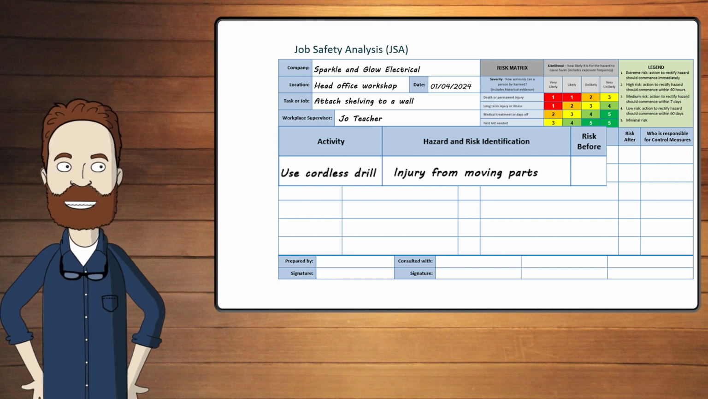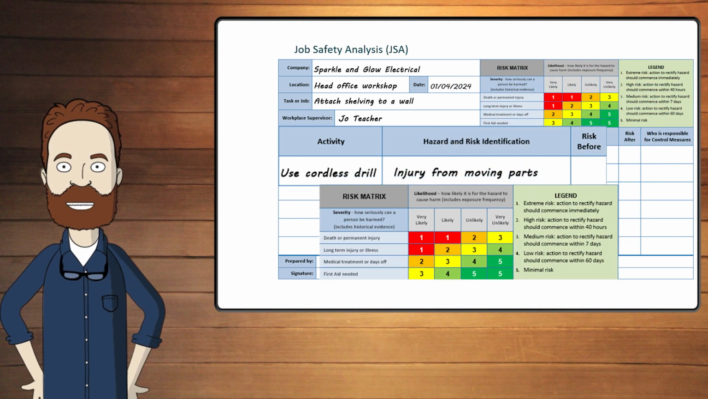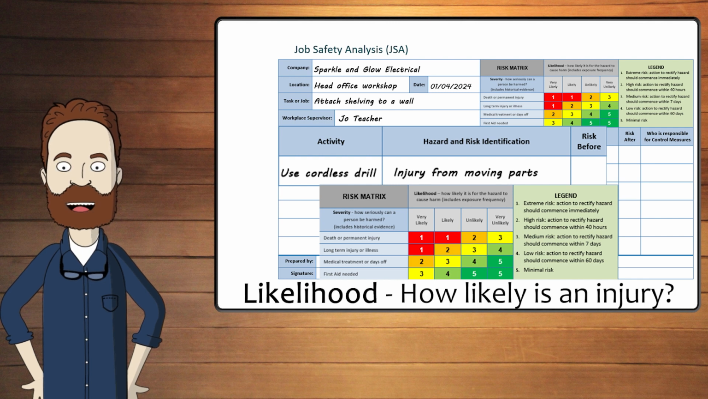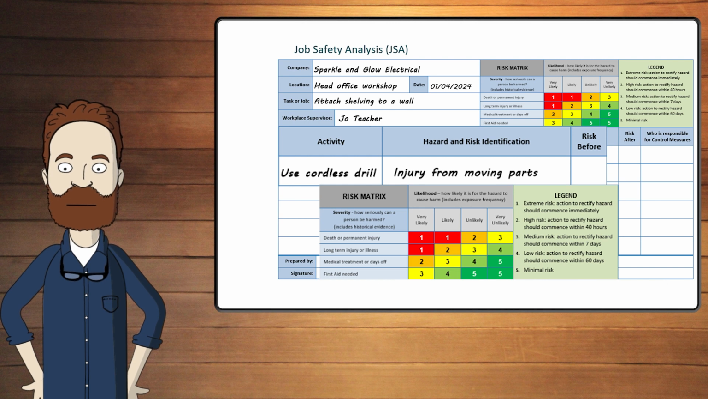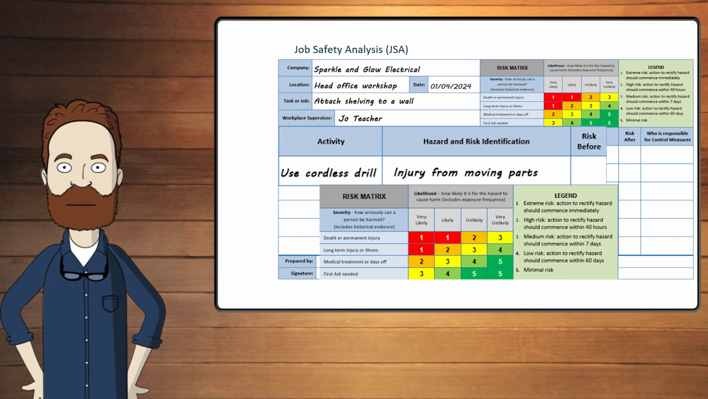Now, we need a risk rating. The risk matrix is used to evaluate how risky the job is. The likelihood is how likely is it that injury might happen. The consequence is how severe is the injury likely to be. Where the column and row meet is the risk rating.